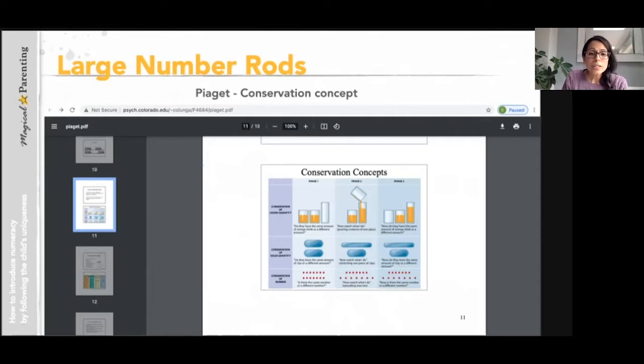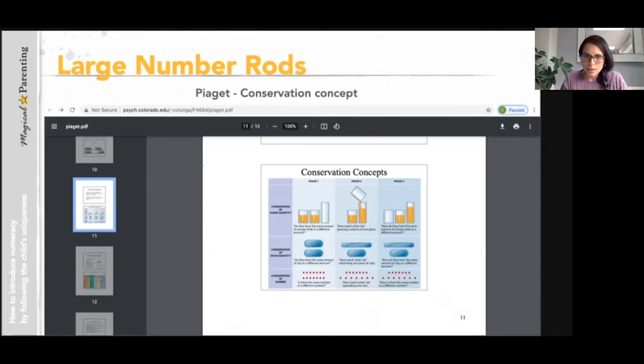So as you can see, there are mainly three conservation concepts. One is about conservation of liquid quantities. So for instance, Piaget said that when you have very young children and you have two glasses with the same quantity of liquid, in this case orange juice, and you ask the child, do you see the same quantity of juice in here?